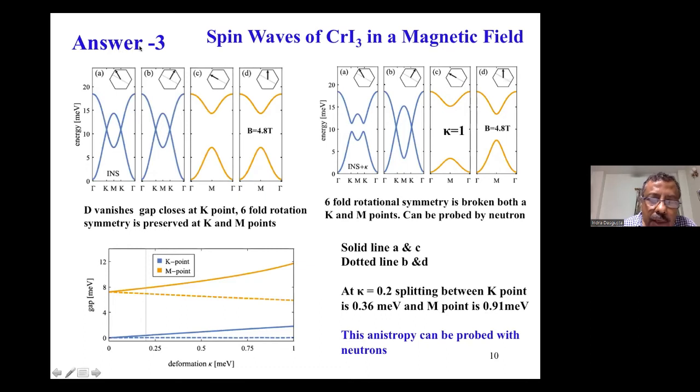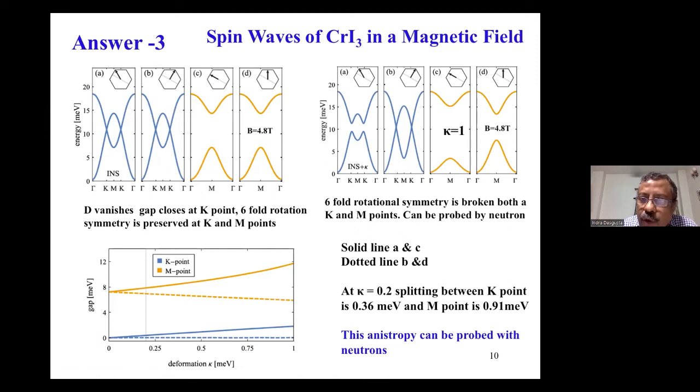This is the spin wave dispersion where we have taken the Kitaev term to be equal to 0. Here we can clearly see that the DM term vanishes, since the spins are all in the XY plane, and as a consequence the gap closes, which is expected. We also find that the gap at all the K points and M points remains identical. So the six-fold rotational symmetry is preserved both at K, which is the corner, as well as at the M points, for a field when all the spins are in the plane.